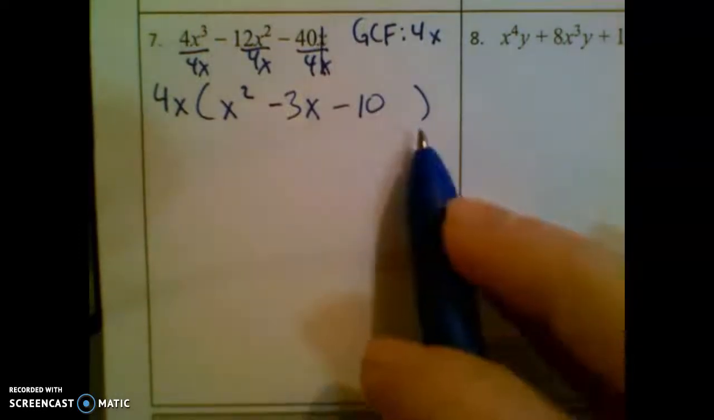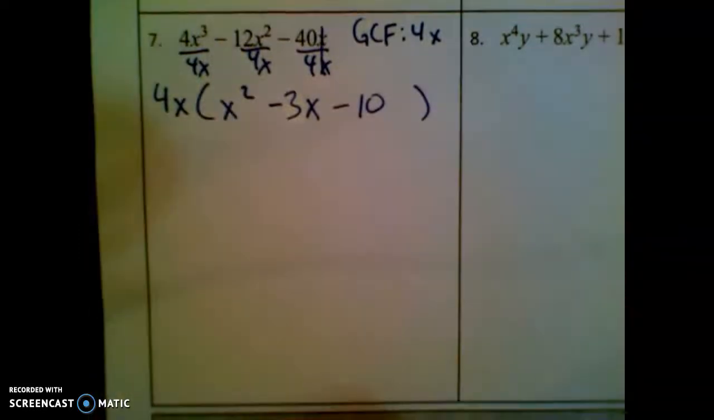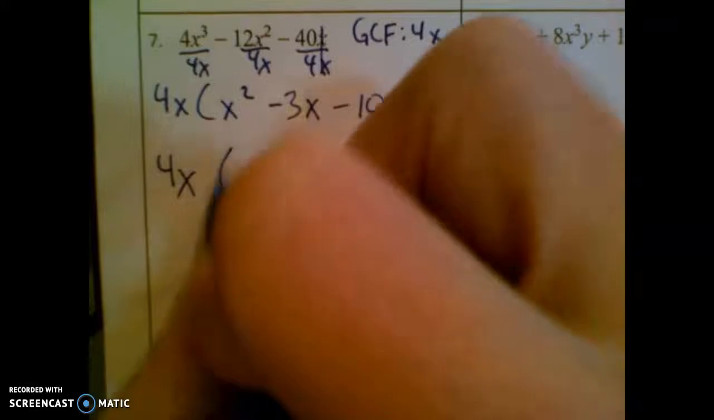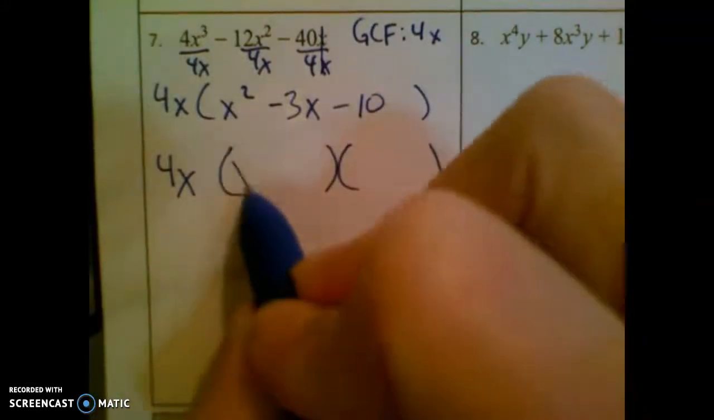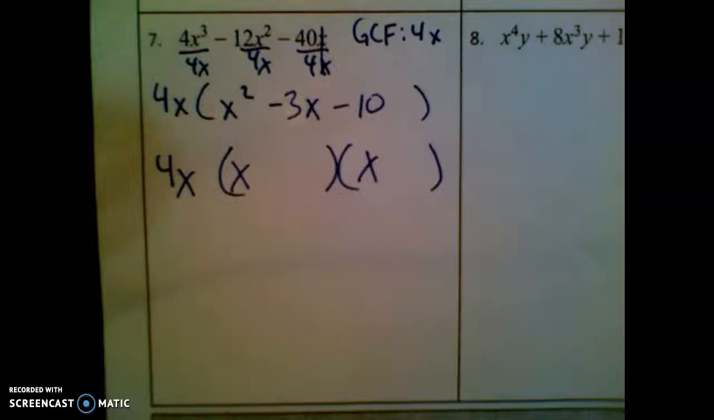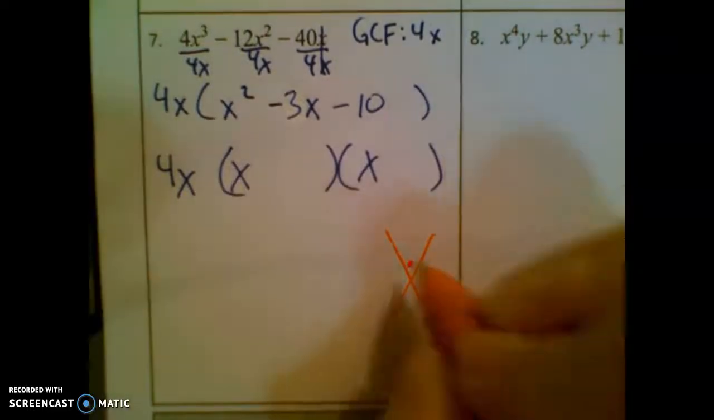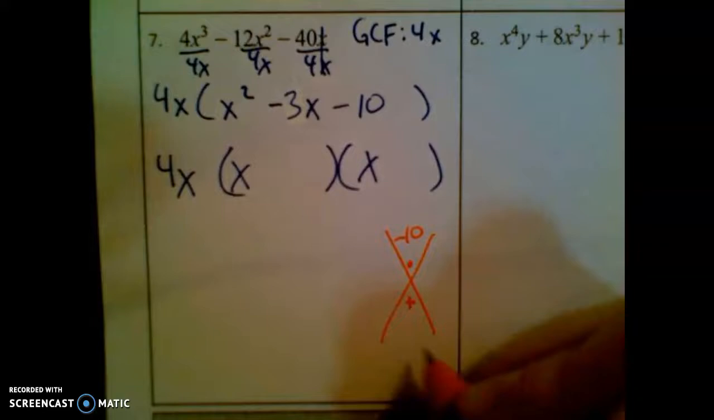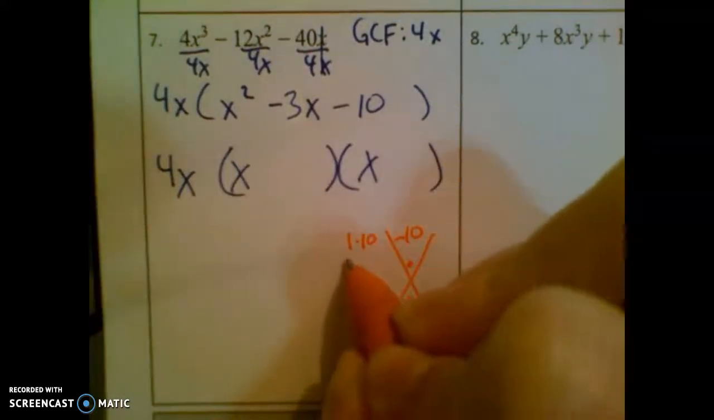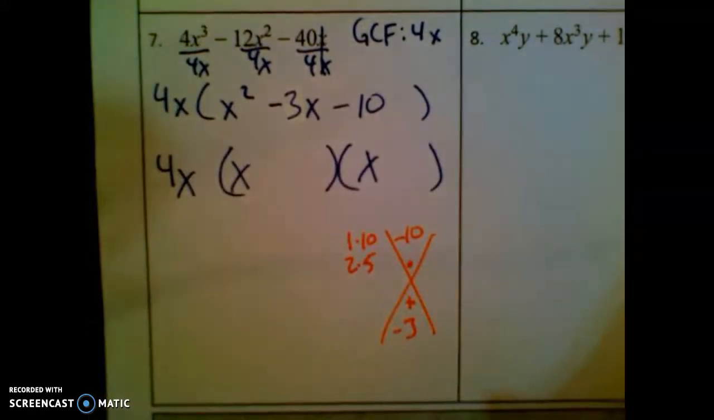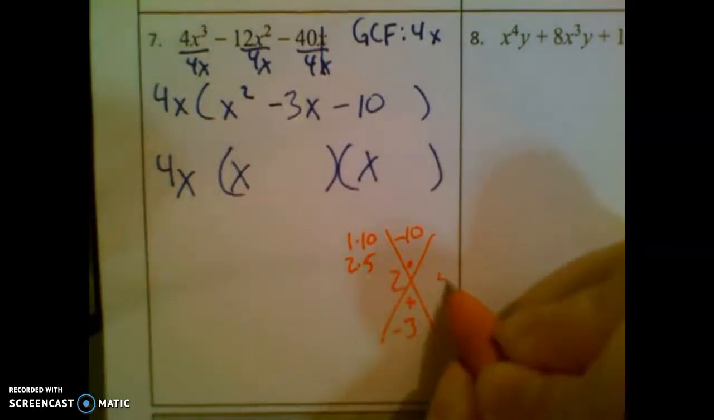I now have a trinomial of degree 2 with leading coefficient of 1, so I can do the x method. So I'm just going to go ahead and do my 2 parentheses. What times what is x squared? X and x. I'm going to do my x method. What multiplies to be negative 10 and adds to be a negative 3? My factors of 10 are 1 and 10 and 2 and 5. Hopefully you can see that it has to be a 2 and a 5.